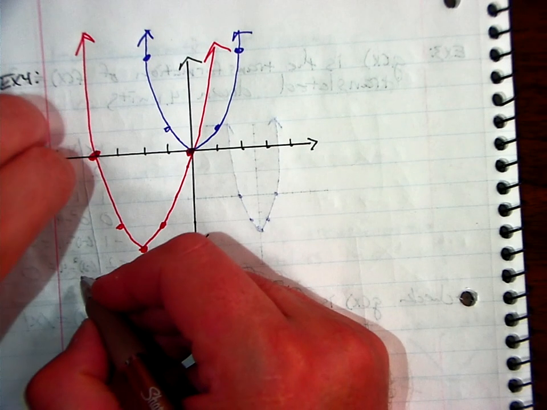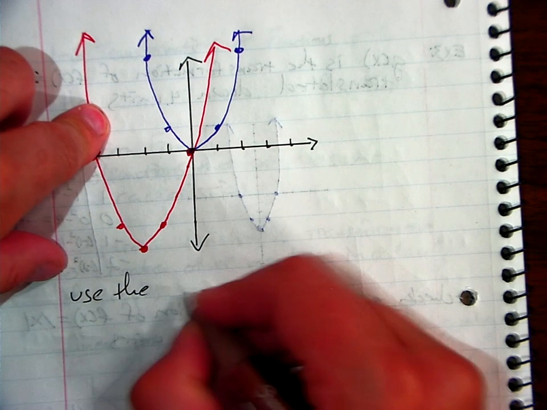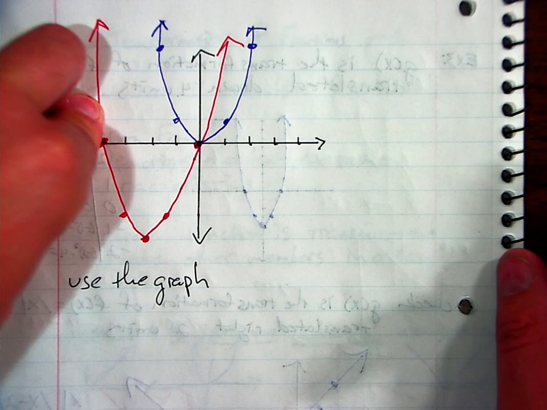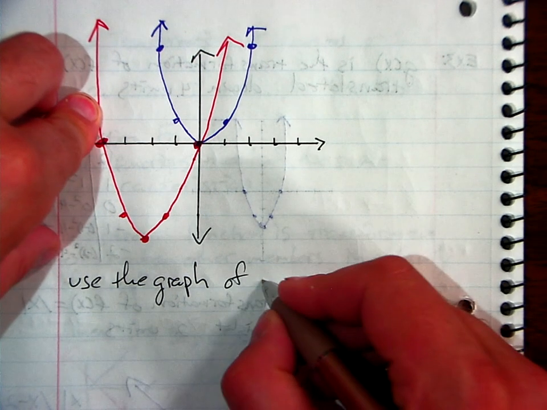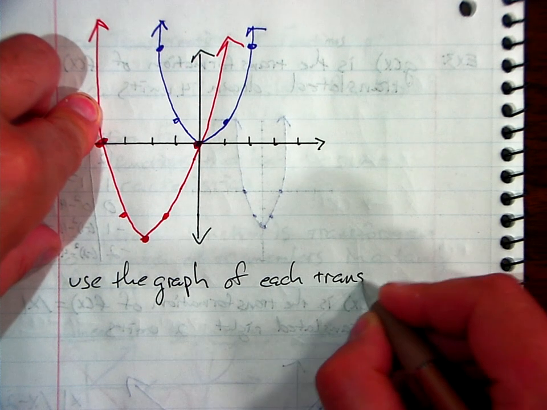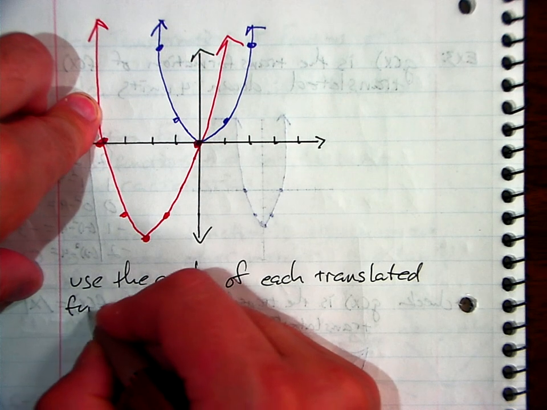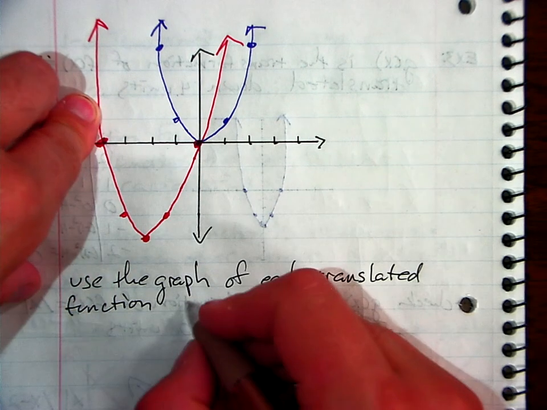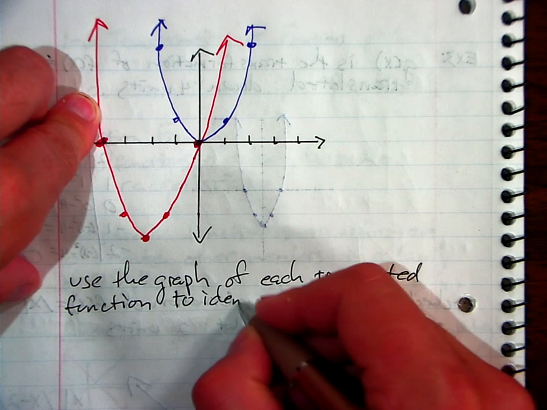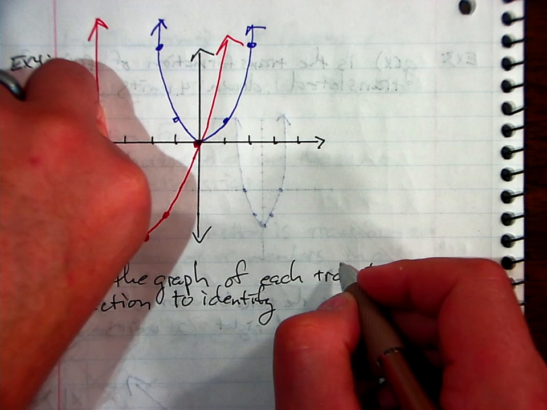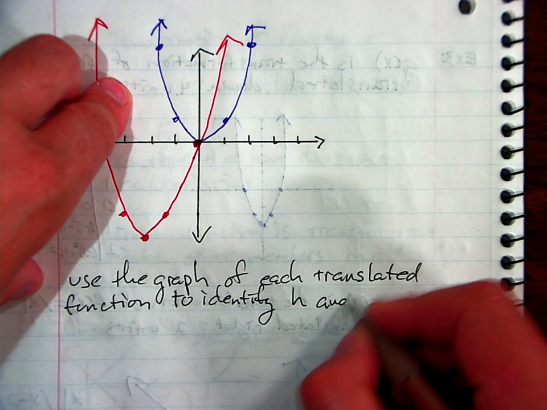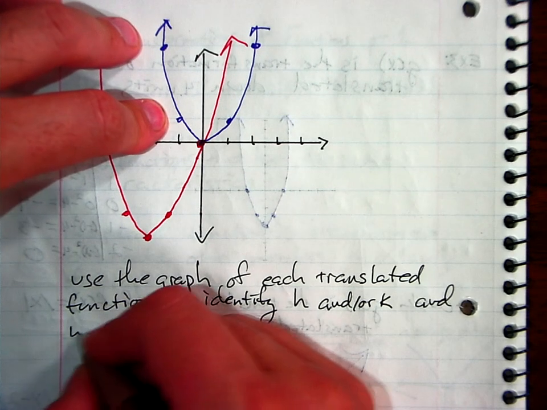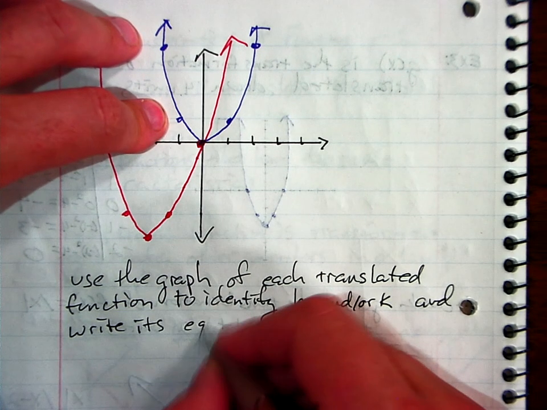All right, so what we're doing is use the graph of each translated function to identify h and or k and write its equation.